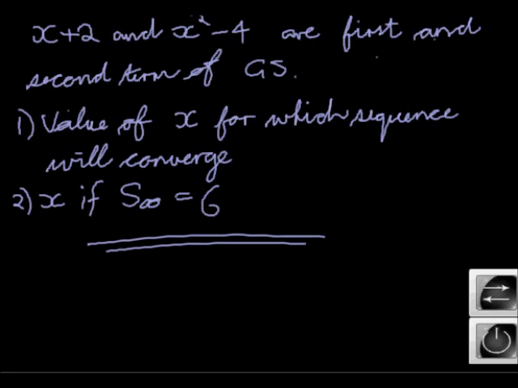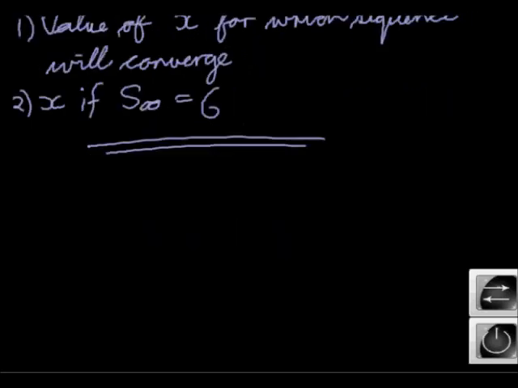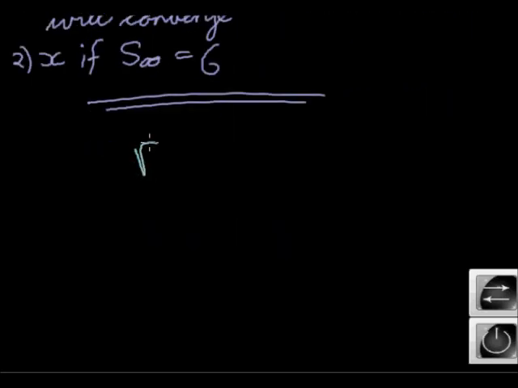When what is bigger than negative 1? R. Okay, what is R again? Ratio, your constant ratio. In other words, when my constant ratio is less than 1 and bigger than negative 1. Not equal to. So this is when it will converge.